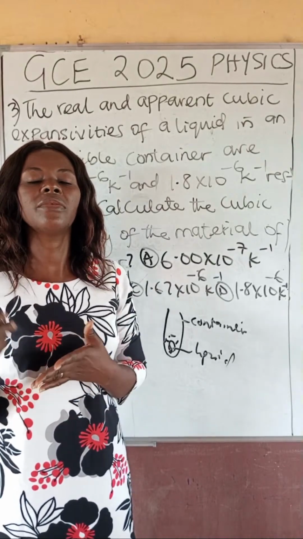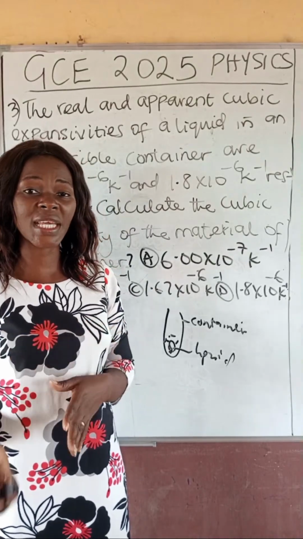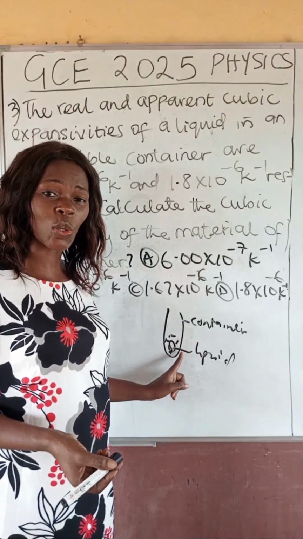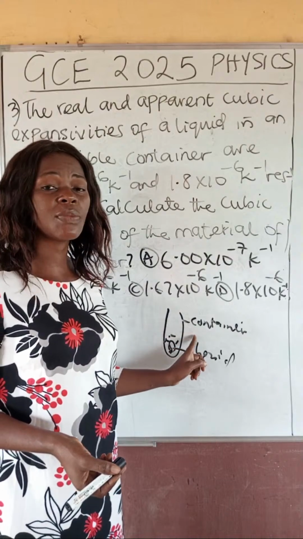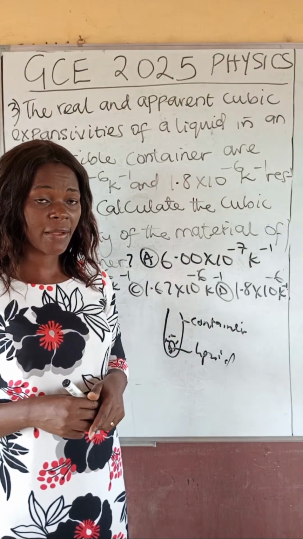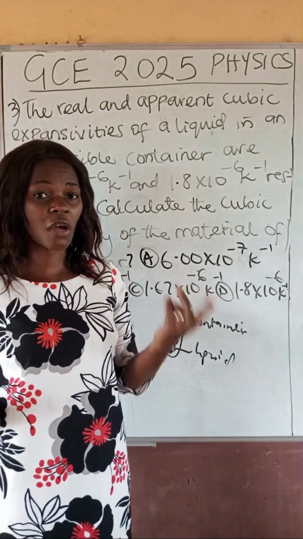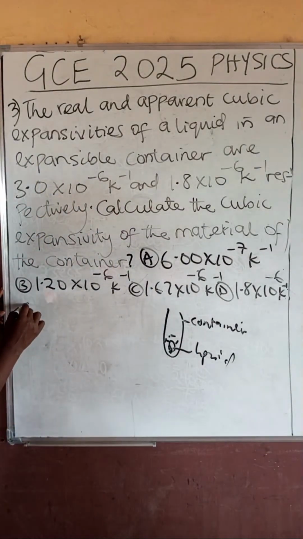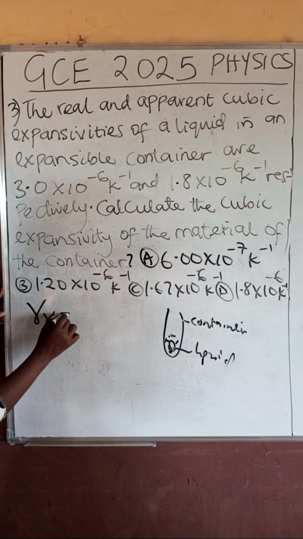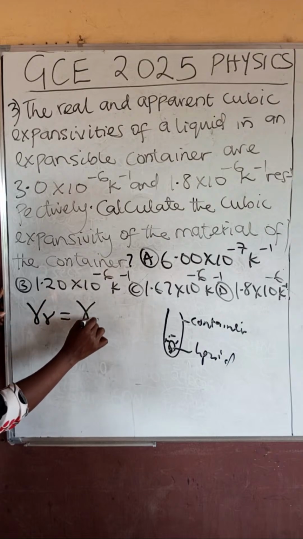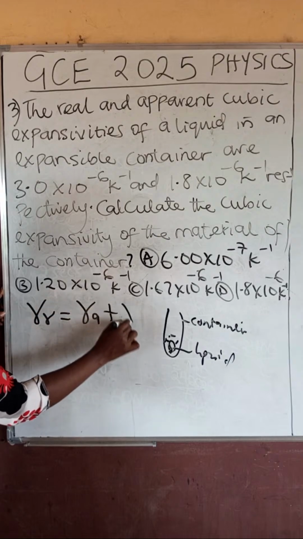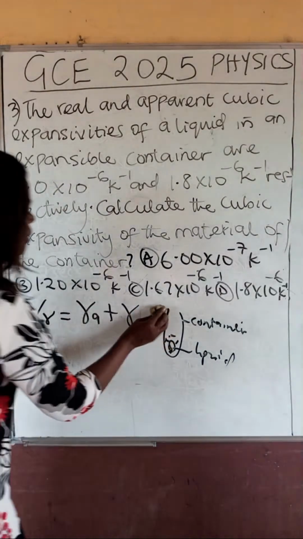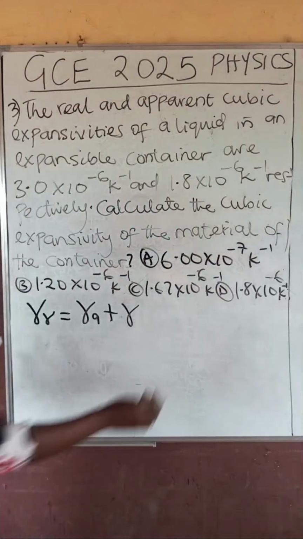So how do we check the real expansivity of this liquid? For us to calculate the real expansivity of this liquid, we're going to say that it is the apparent expansivity of the liquid inside this container added to the expansivity of the container. So that is what we are using to solve this particular problem. The real cubic expansivity is equal to apparent cubic expansivity plus expansivity of the container.